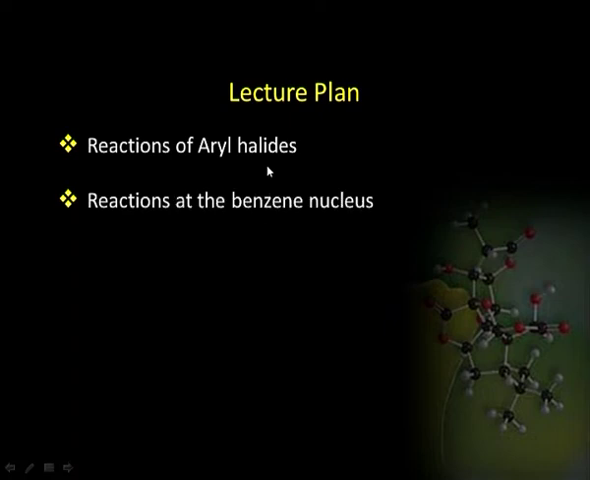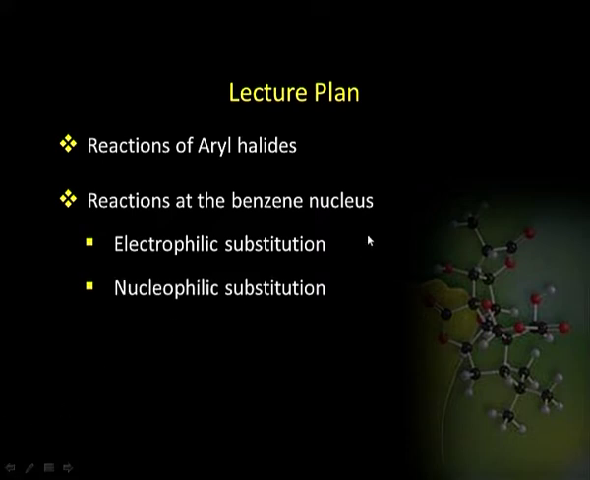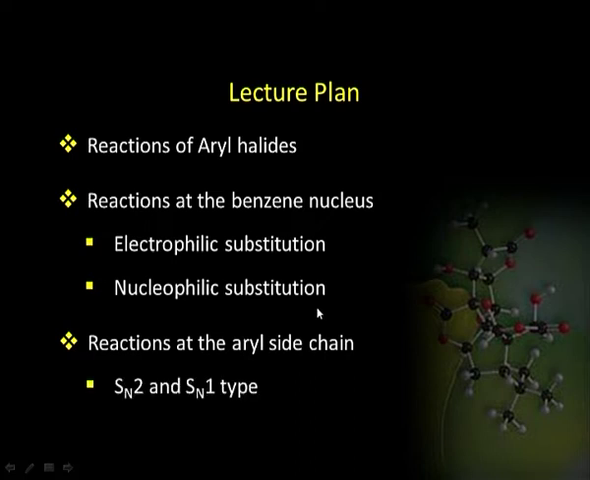The reactions can take place at the benzene nucleus, and the types of reactions include electrophilic substitution reactions, the nucleophilic substitution reactions, and also the reactions at the aryl side chain. The reactions at the aryl side chain would include the SN2 and SN1 type, which we covered while studying the substitution reactions of alkyl halides.